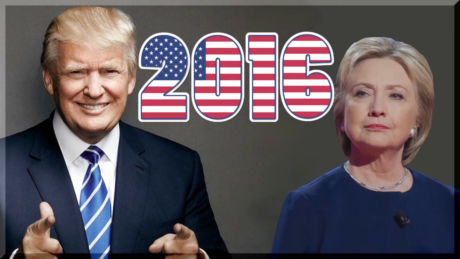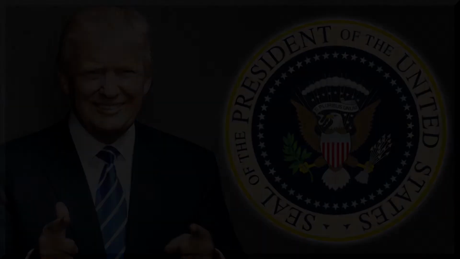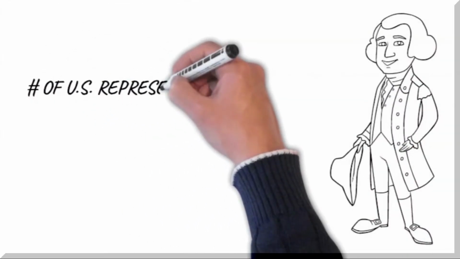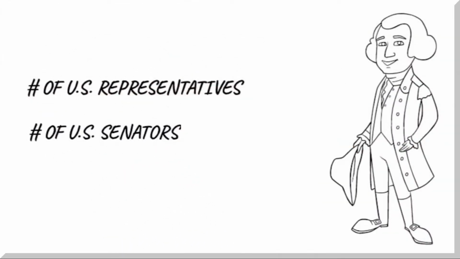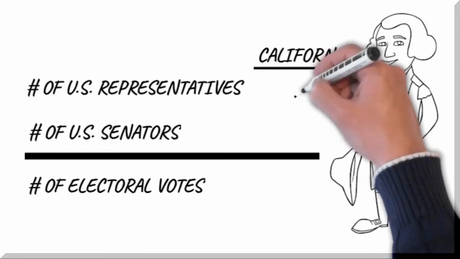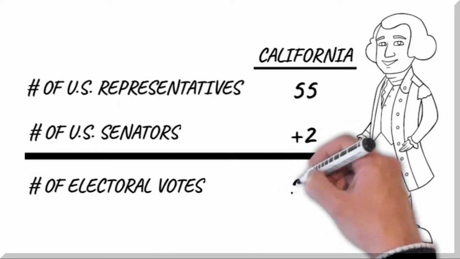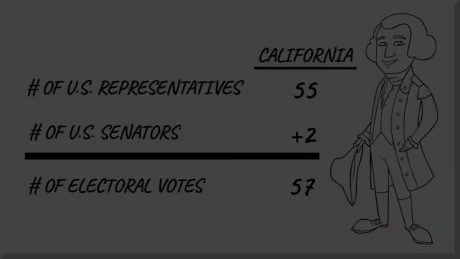In the 2016 presidential election, the debate heated up again. The soon-to-be president lost the popular vote, but received a majority of Electoral College votes to gain the presidency. The Constitution gives each state as many electors as it has representatives, plus one for each senator. For example, California has 55 representatives and 2 senators. Therefore, it gets 57 electoral votes.